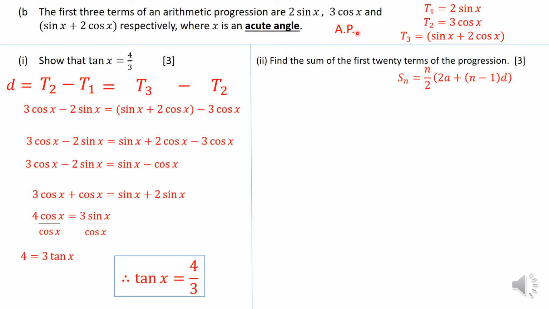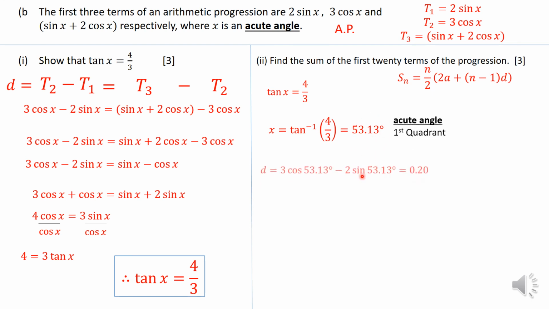This is arithmetic, so I use S_n equals n upon 2 multiplied by 2a plus n minus 1 times the common difference. So we need to find what the common difference is, hence why we calculate the value of x. That means you're going to find the inverse. I'm going to give my answer in degrees, about 53.13 degrees. Tangent is positive in the first quadrant as well as in the third quadrant, but it's an acute angle, so we are just looking at 53.13.